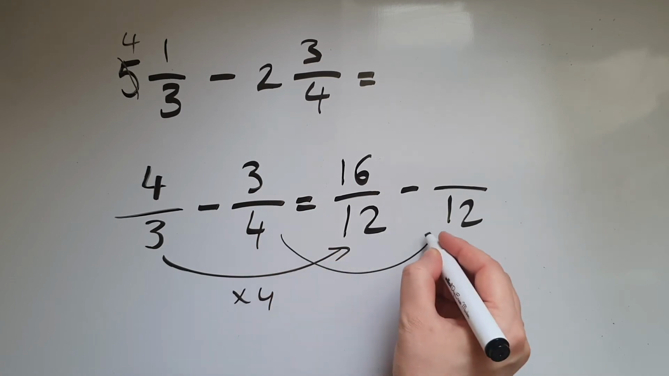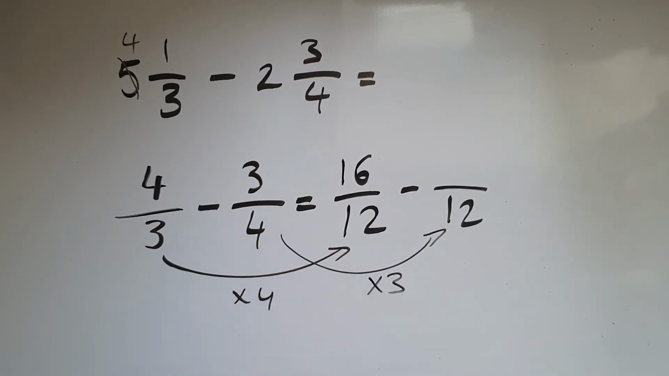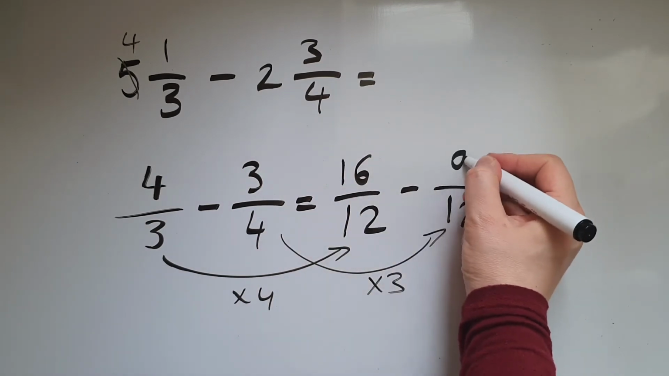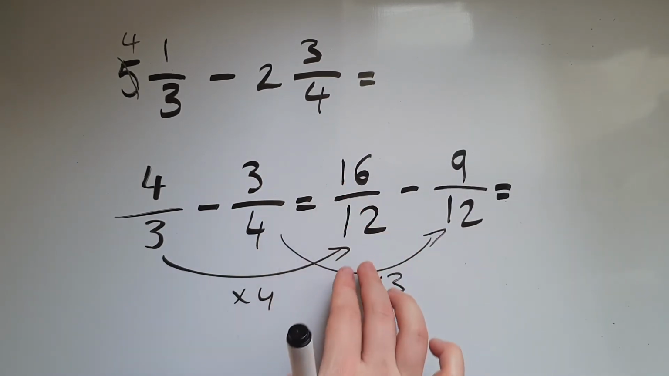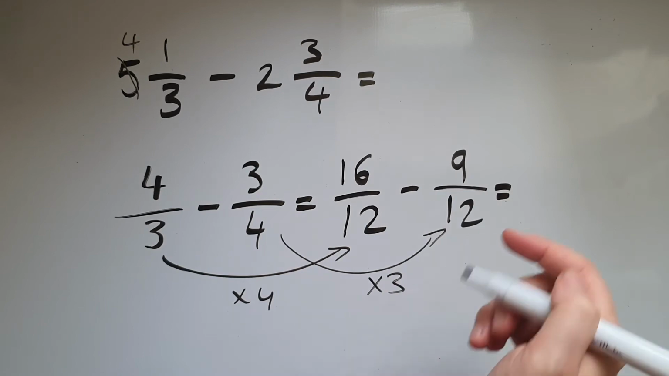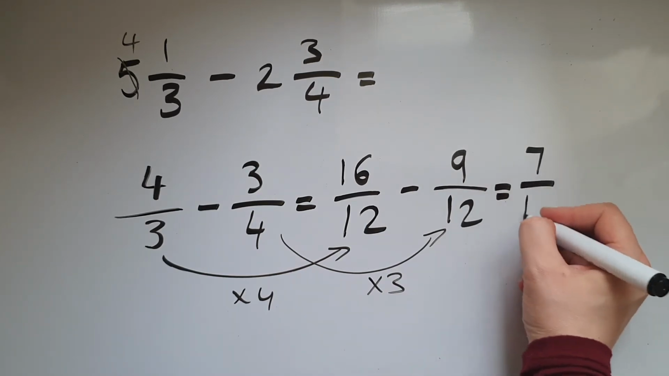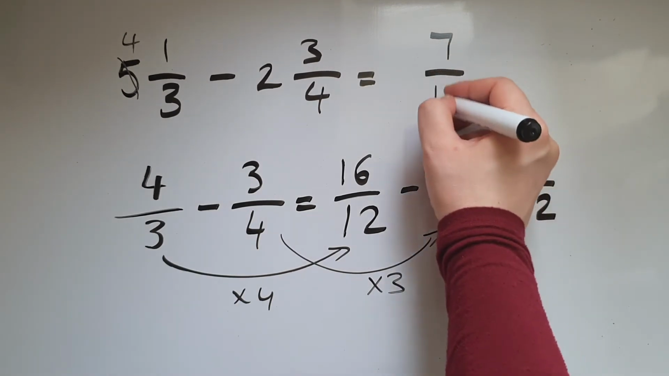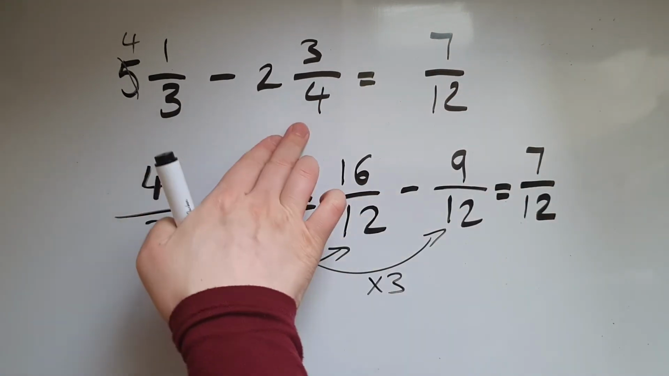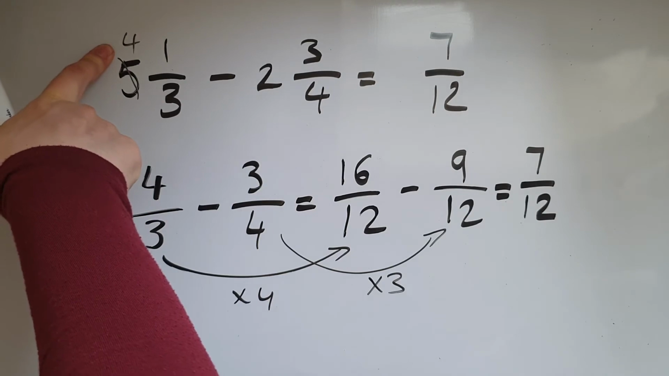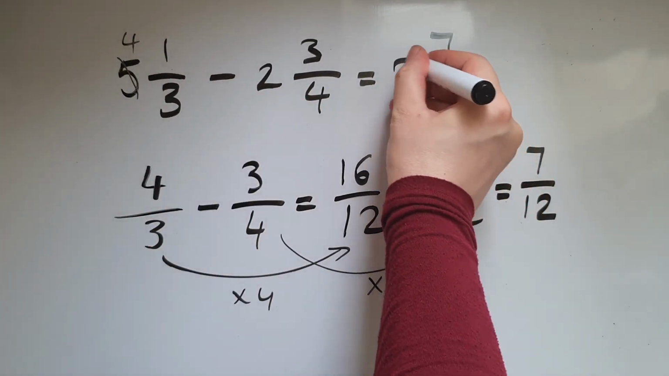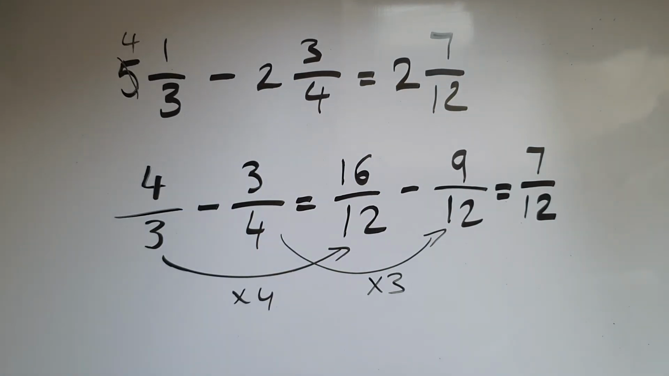To get from 4 to 12, we've multiplied by 3. So we're going to multiply the 3 by 3 as well, which gives us 9. So 16 12s, take away 9 12s, that leaves us with 7 12s. Now looking at the whole numbers, we've got a 4 here, because remember we borrowed 1. 4 take away 2 gives us 2. And the final answer is 2 and 7/12.